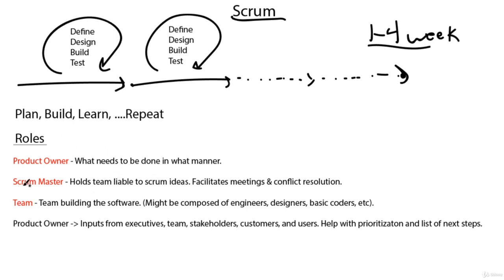So there are a couple of different people involved in the Scrum process. We have the product owner, and they are basically the stakeholders, everyone who's involved in wanting this piece of software. So from them, we get inputs from the executives, the team, the stakeholders, customers, and users. And then the product owner looks at all of this input, and they help prioritize the list of the next steps, what we should do for our next sprint.